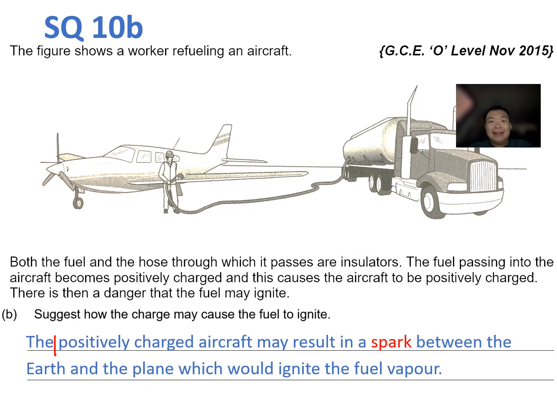Now, if unchecked, this is pretty dangerous because the positively charged aircraft may result in a spark. When excess charges build up, there's always a risk of electrons jumping over to and fro, and this causes a spark. This is how lightning is formed. This is why you see a spark when we do the Van de Graaff generator demo. So this spark will therefore ignite the fuel vapor, and this will cause a fire or explosion.